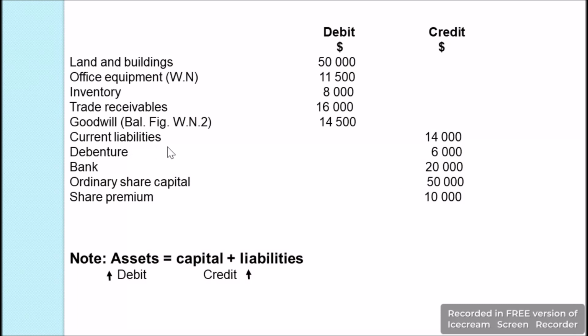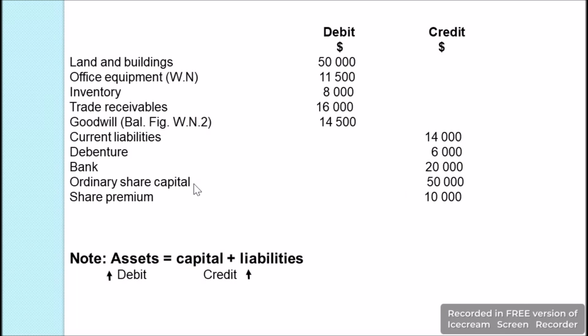So here we have the current liabilities, which was $14,000, debentures, a long-term loan, $6,000, and bank. This is a payment from bank which was done by M Limited, and this leads to a decrease in the assets of M Limited. Hence, it's vice versa. That is, if there is an increase in assets, we debit it. If there is a decrease in assets, we credit it. So hence, we are crediting this bank balance 20,000 here.